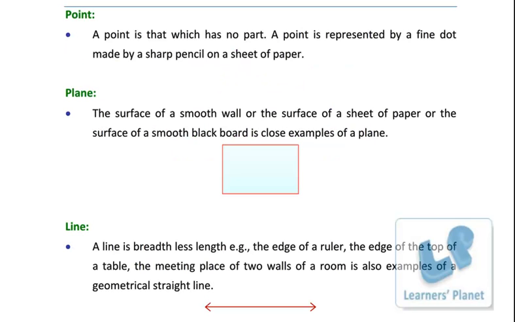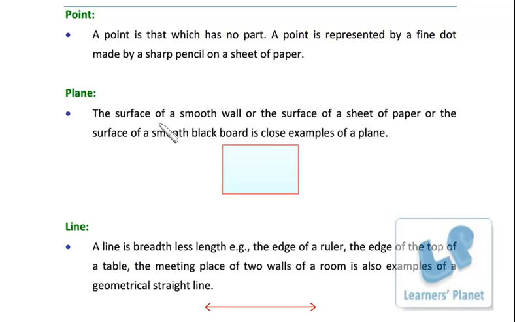Now here are some very basic definitions. Some terminologies are given over here, though you know all of them, but we just go for a quick recap. So the first is point. Don't have to explain much because you know what a point is. A point is that which has no part. A point is represented by a fine dot made by a sharp pencil on a sheet of paper.